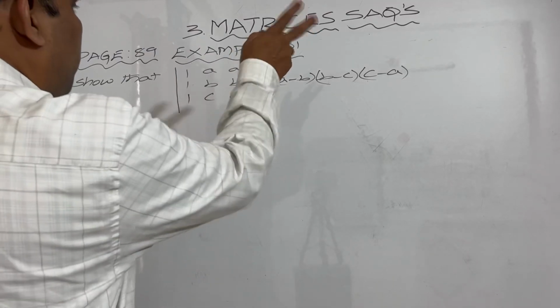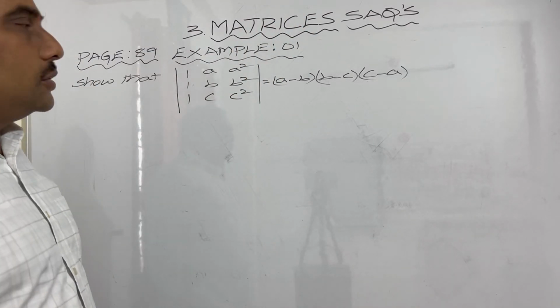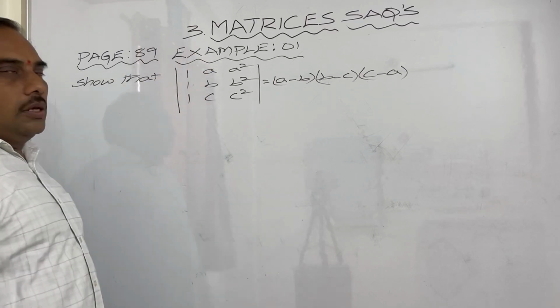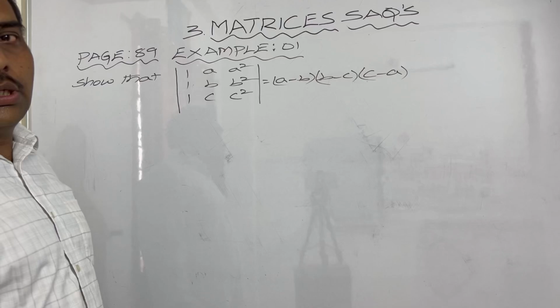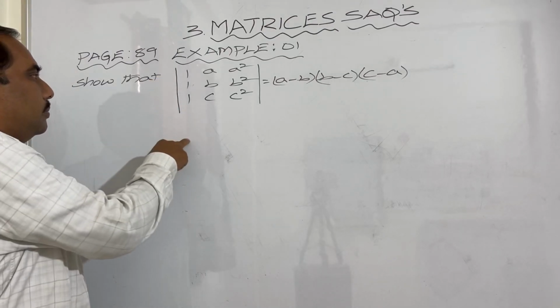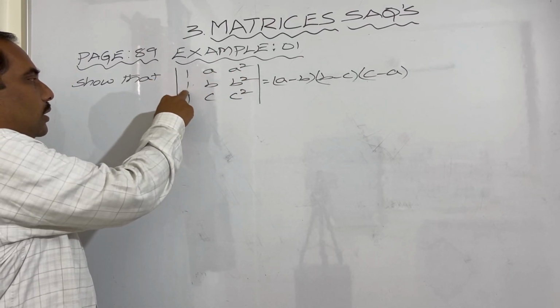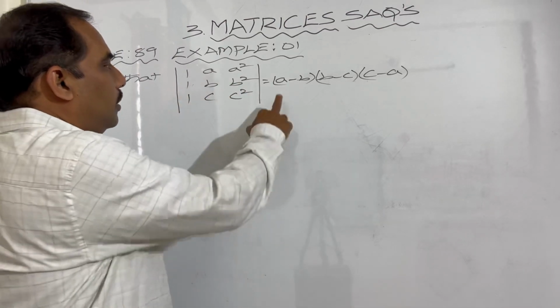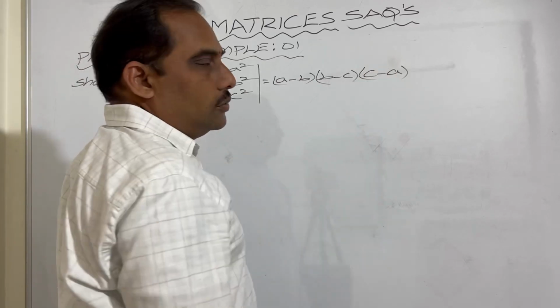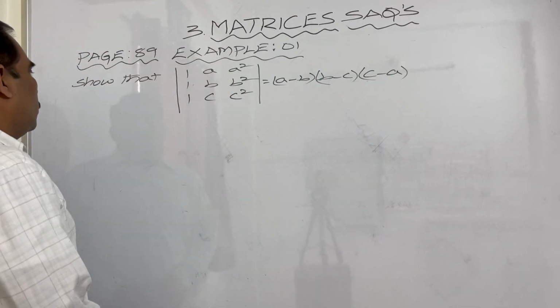In this video, we are going to discuss matrices, SAQs, page number 89, example 1. Very important, many times repeated in the examination. Show that the determinant of [1, a, a square; 1, b, b square; 1, c, c square] is equal to (a minus b)(b minus c)(c minus a). See how to prove that.